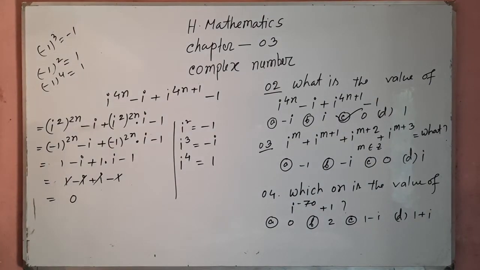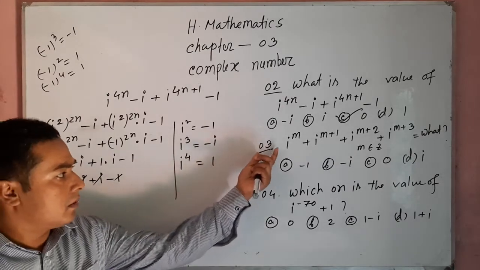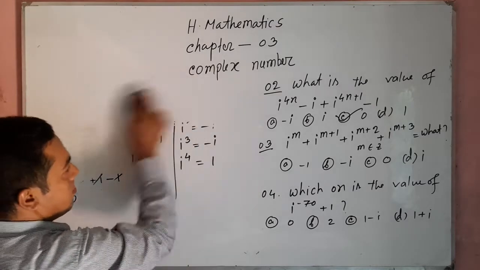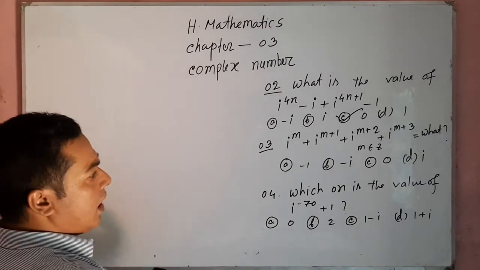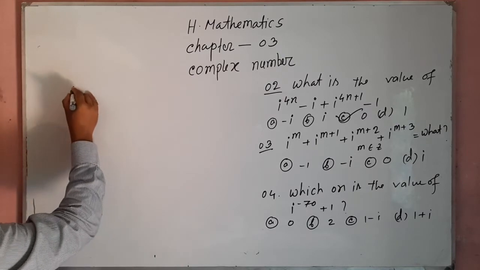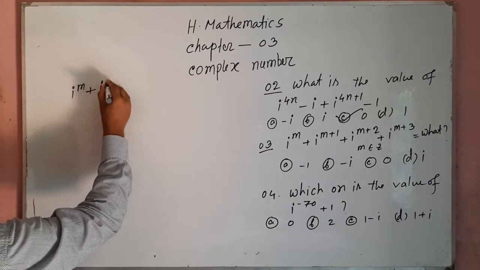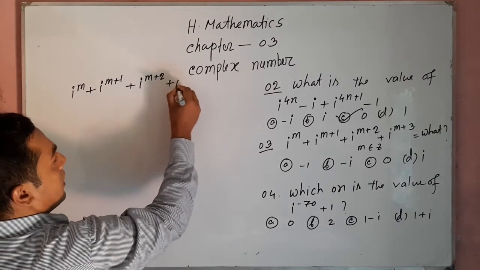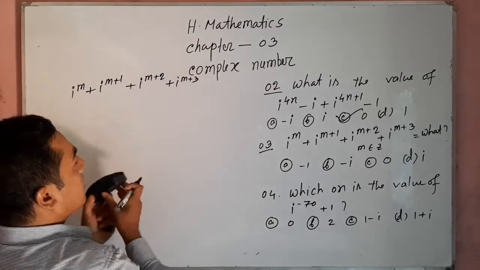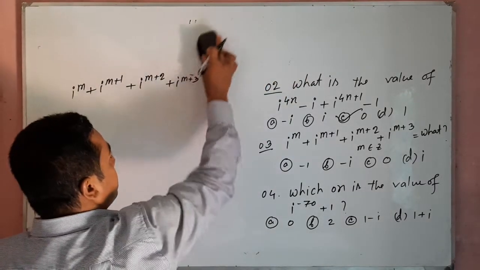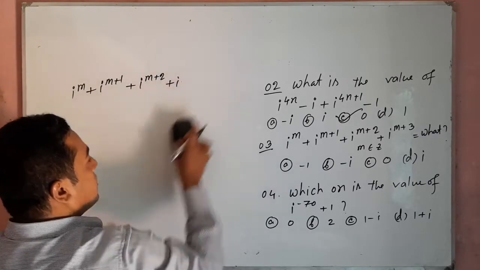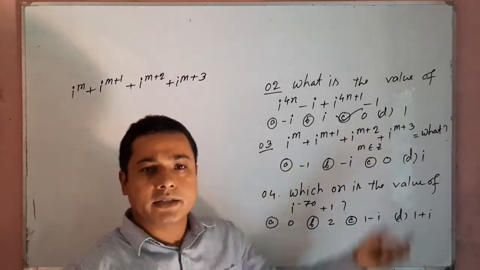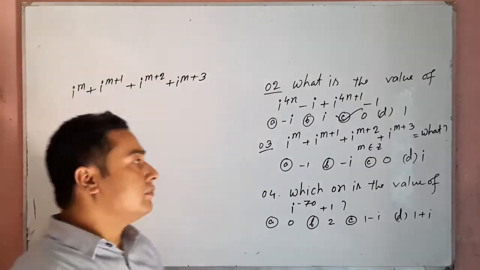Now question number 3. Question number 3 is i to the power m plus i to the power m plus 1 plus i to the power m plus 2 plus i to the power m plus 3. How can we find it? m is an element of Z. Z means integer numbers. Okay.